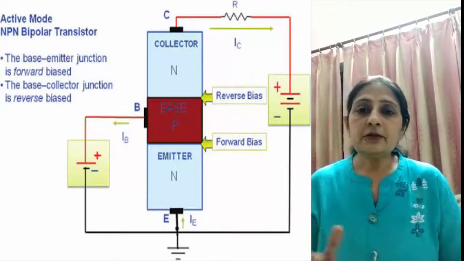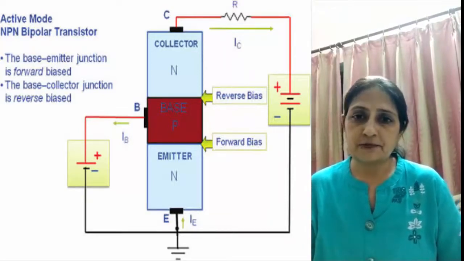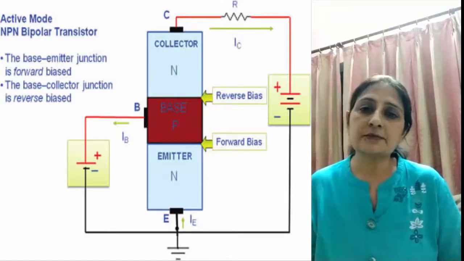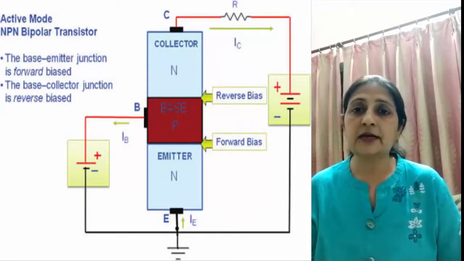So depending on the biasing of the regions, we have different modes of operation. If your emitter base junction is forward biased and collector base junction is reverse biased, it is the active mode of operation, the active region.